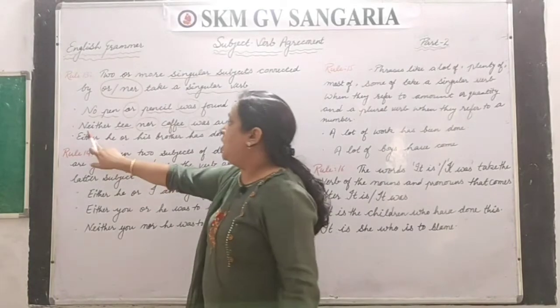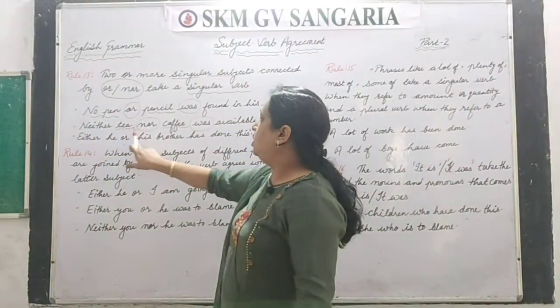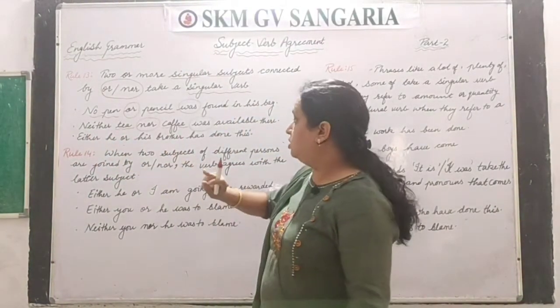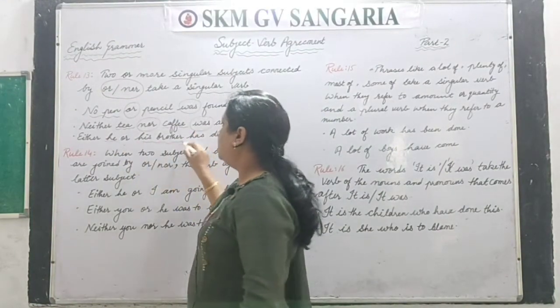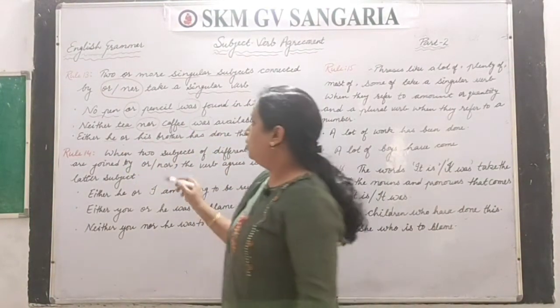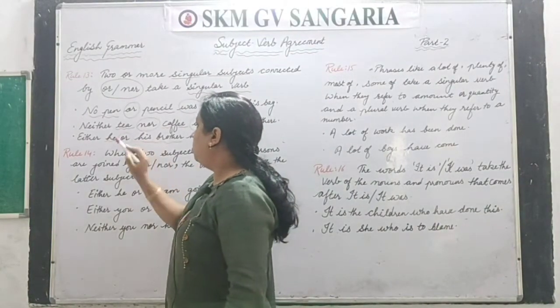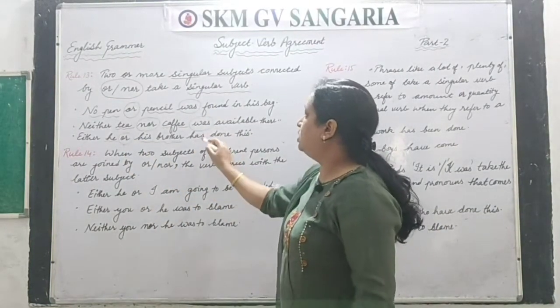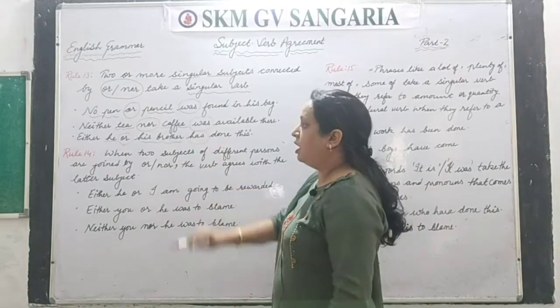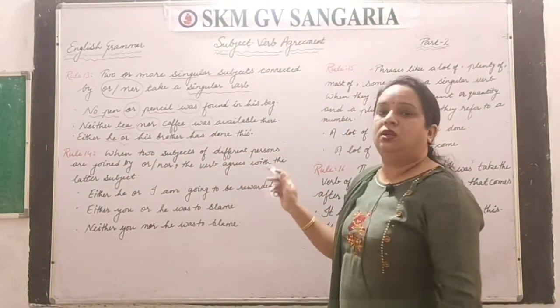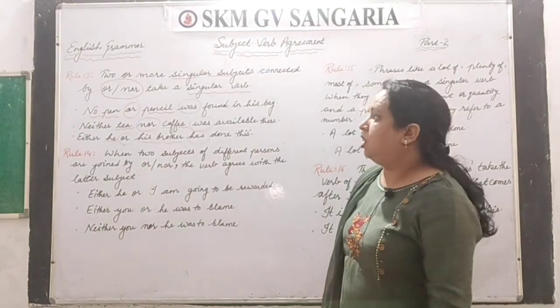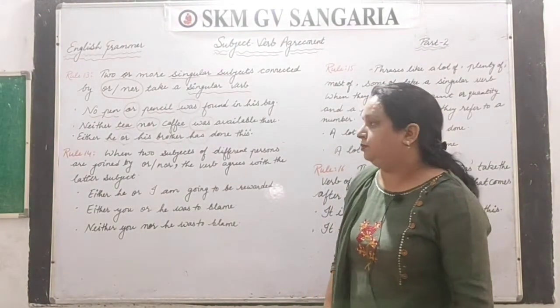Next is either he or his brother. So he is singular, his brother is also singular. Both the words are joined by or. So what do we have to use here? Singular verb, right? Either he or his brother has done this. So this is all about rule number 13.